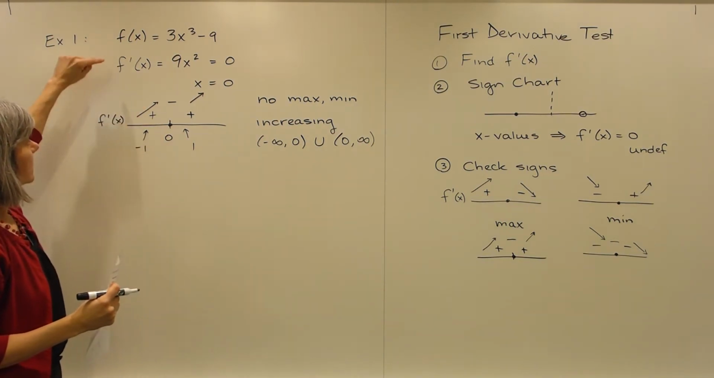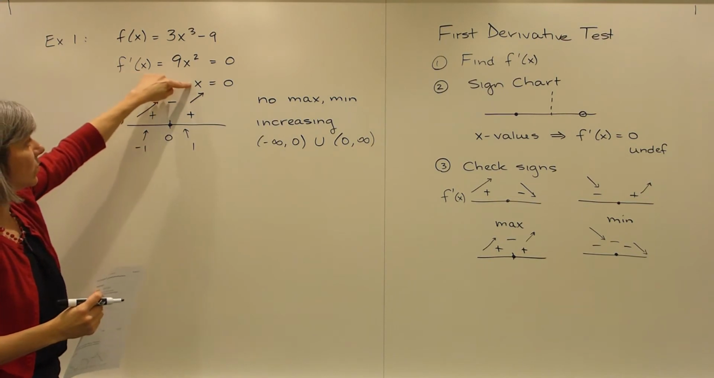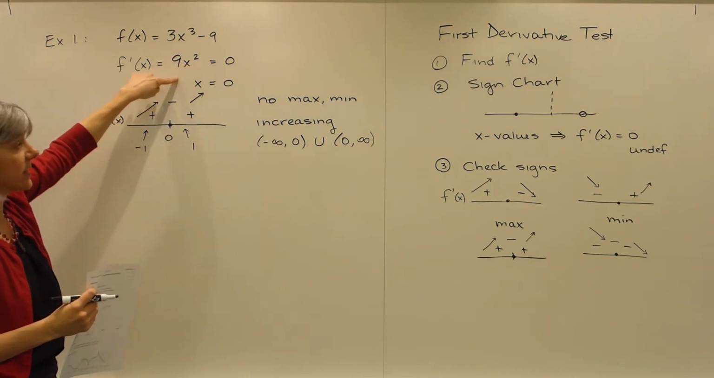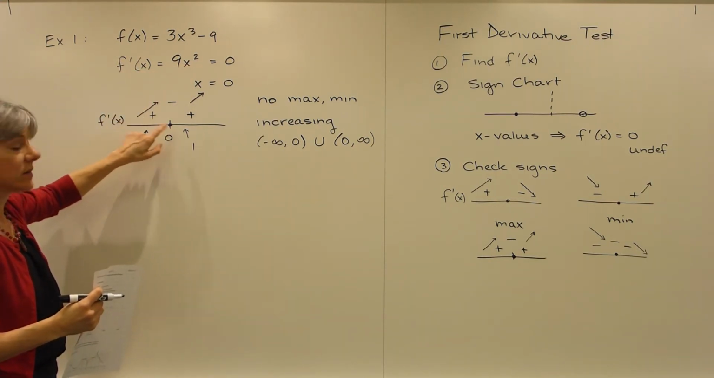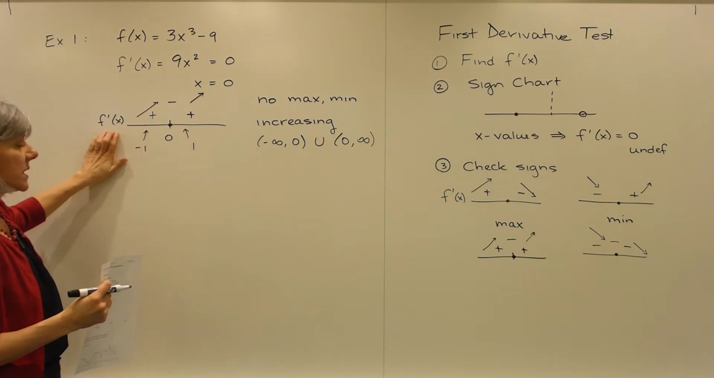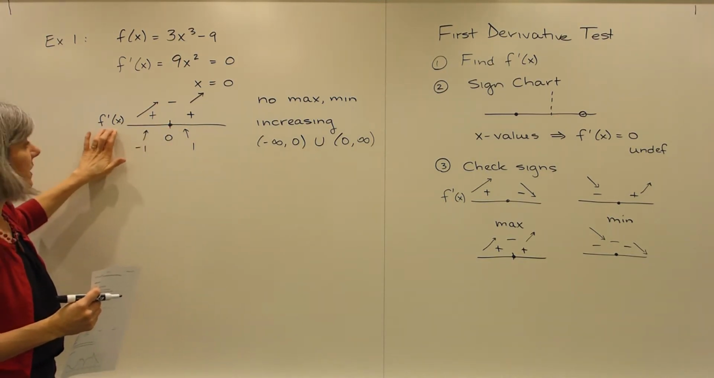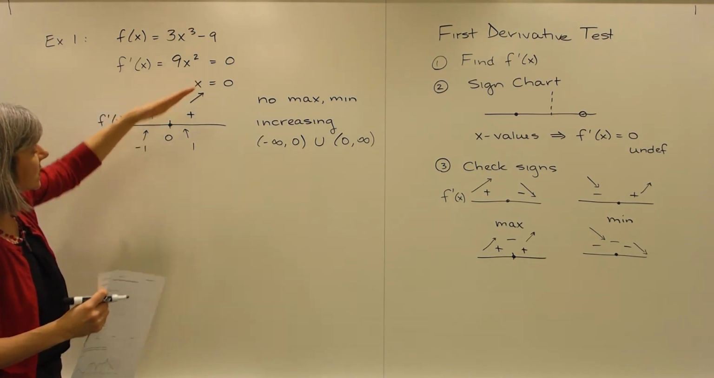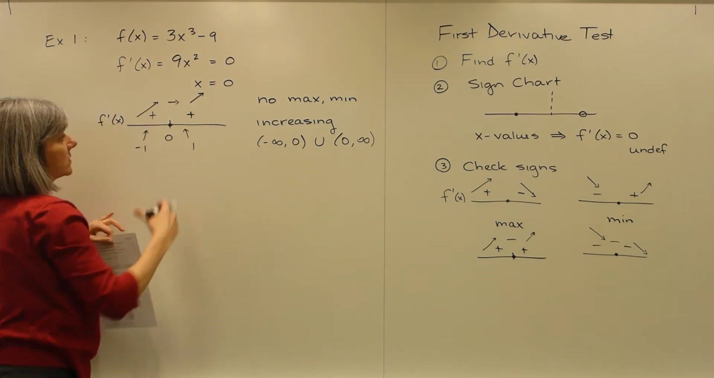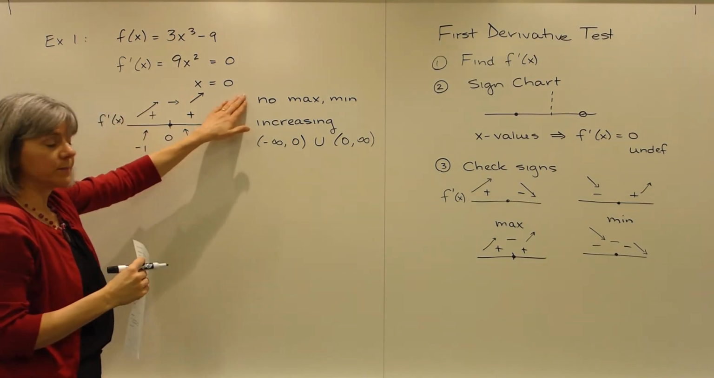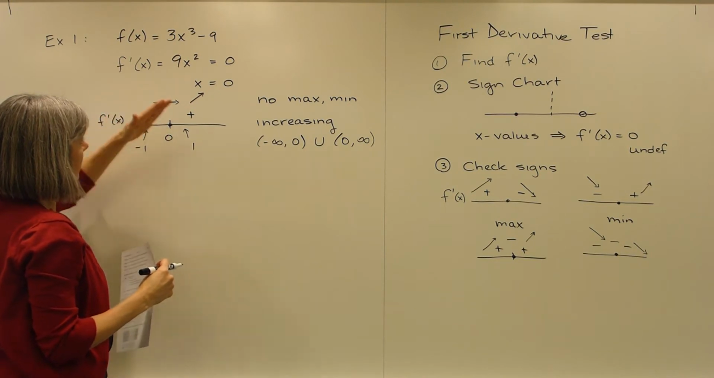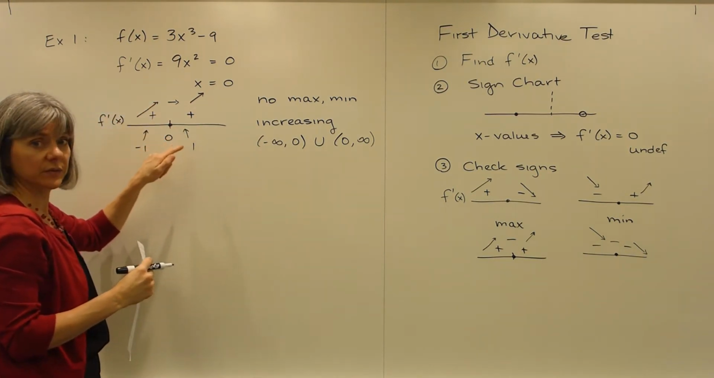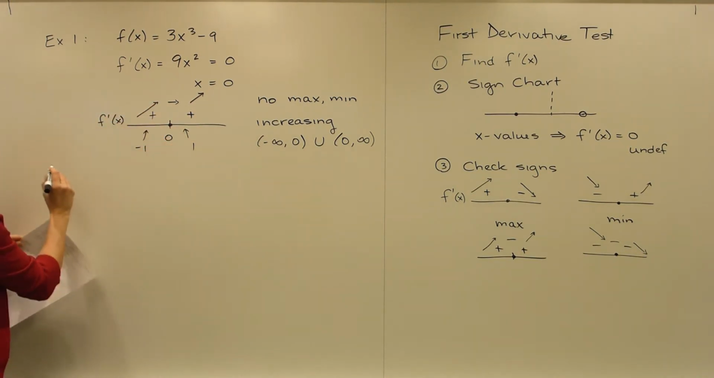So again, first derivative, set it equal to 0, solve for x, put that on the number line, plug in your points. Please label it f prime. I promise you that will help later. You could draw some arrows to kind of get a sense of what it's doing. Clearly, no max or min. Increasing here and here, but not right here at 0. Okay, let's do another one.